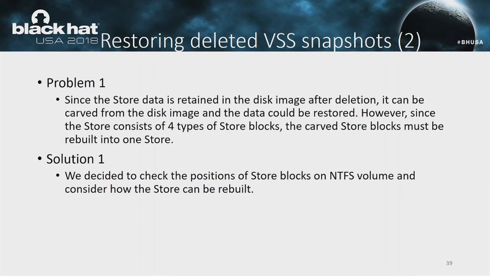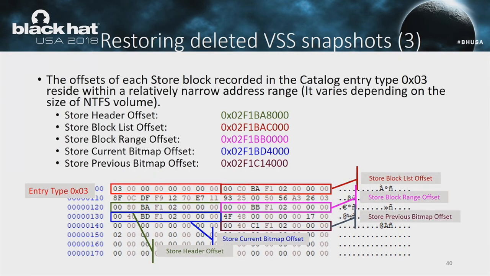So, problem one. Since the store data is retained in the disk image after deletion, it can be carved from the disk image and the data could be restored. However, since the store consists of 4 types of store blocks, the carved store blocks must be rebuilt into one store. So our solution to problem one: we decided to check the positions of store blocks on the NTFS volume and consider how the store can be rebuilt. The offsets of each store block recorded in the catalog entry type 3 reside within a relatively narrow address range.